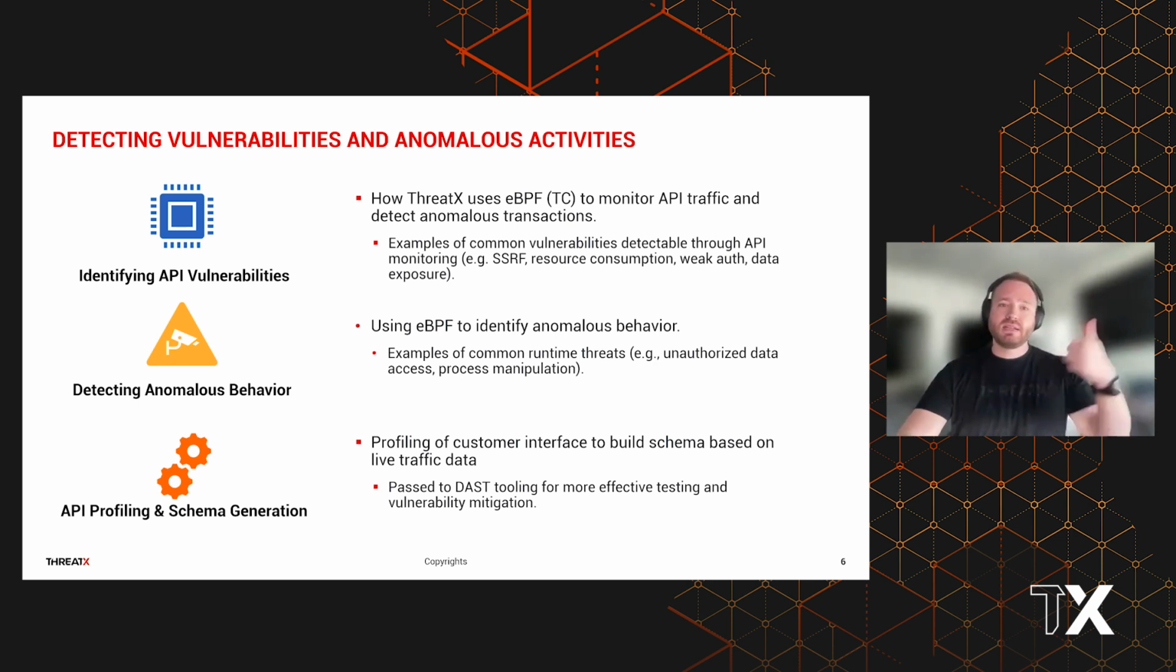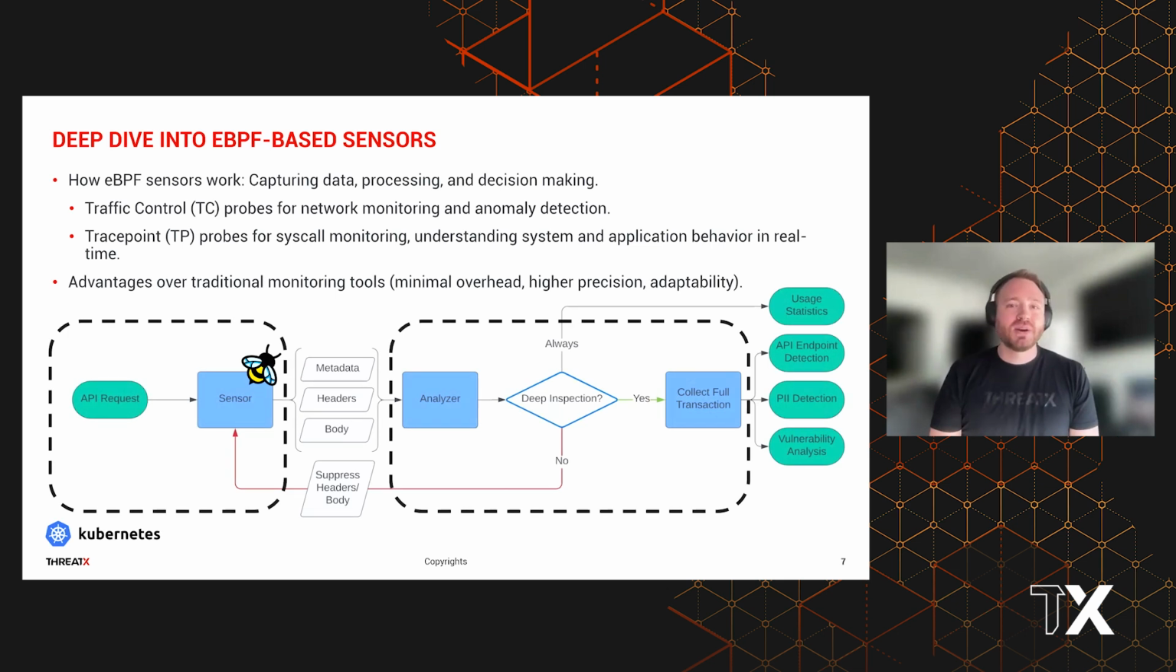So 3 things again: identifying vulnerabilities, detecting suspicious syscalls, and API profiling and schema generation are really the core underpinning of what we're doing and what we call our sidecar sensor. Now, on the topic of the sensor, let's take a deep dive and understand what's actually going on under the hood. So our targeted sensors are really designed to be deployed within Kubernetes environments, K8s, and really 2 main components of our solution that would be deployed into customers' environment.